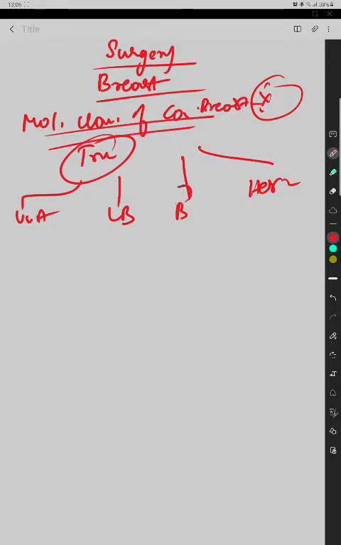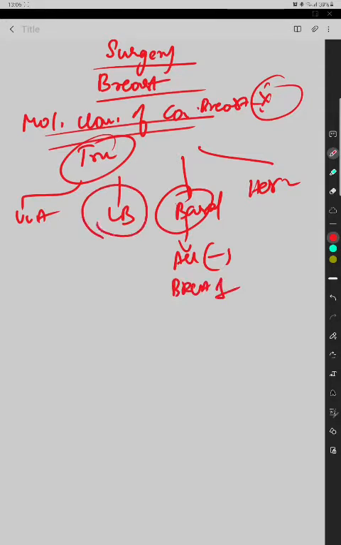Here the important trick is the basal type. Basal type is all negative. All negative means it is going to be BRCA1. Then luminal B is going to be positive for all the receptor status, like estrogen receptor, progesterone receptor, and HER2 receptor, and it is going to be BRCA2 here.